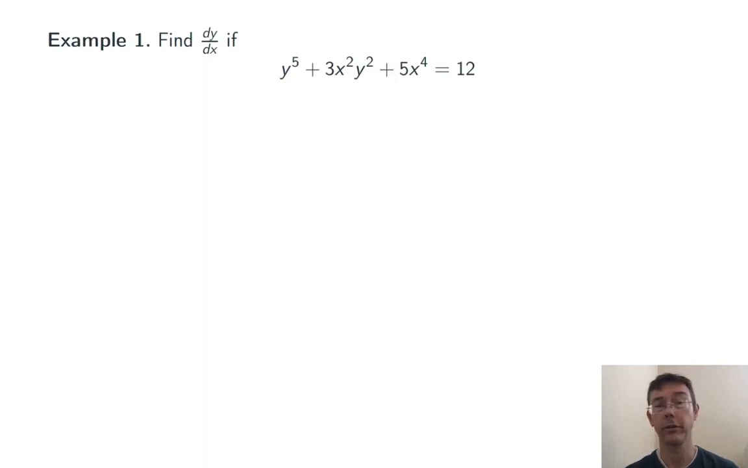Let's do a slightly harder example. Find dy/dx if y to the 5th plus 3x squared y squared plus 5x to the 4th equals 12. So our process here is going to be exactly the same. View y as a function of x, differentiate the entire equation with respect to x, applying the chain rule whenever we get to a term with y's in it, and then solve for dy/dx to get a formula for the derivative. Here, however, the computation is going to be a little bit harder.